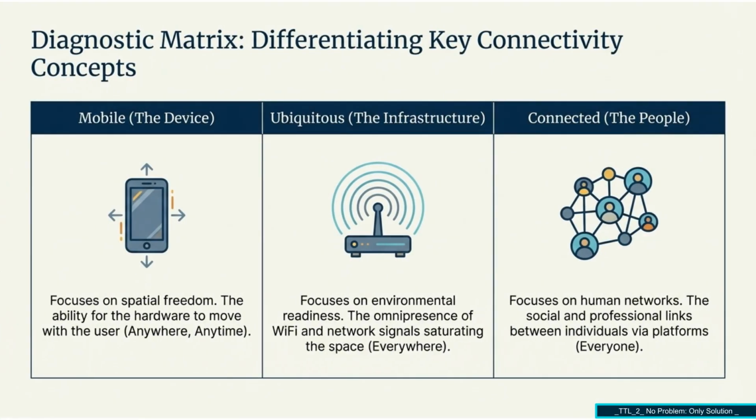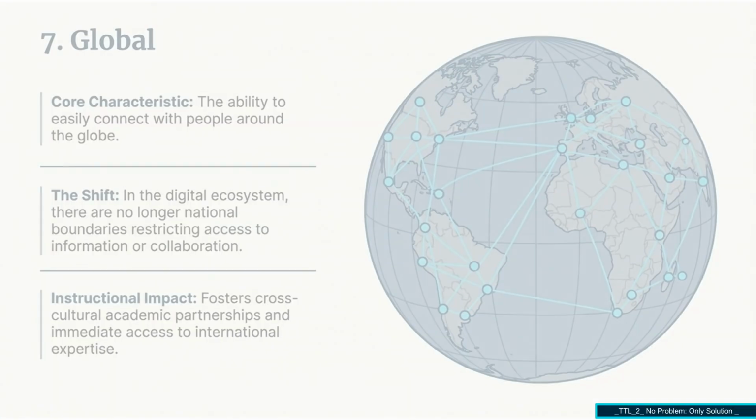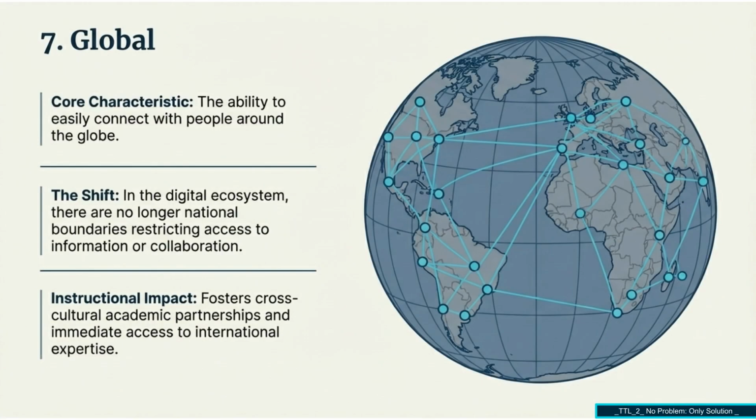Mobile, ubiquitous, and connected are key connectivity concepts. Mobile focuses on spatial freedom, ubiquitous on environmental readiness and infrastructure, and connected on human networks and social links. The seventh characteristic is global. Digital tools enable easy connection with people worldwide. This shift eliminates national boundaries for accessing information and collaboration, fostering cross-cultural partnerships.